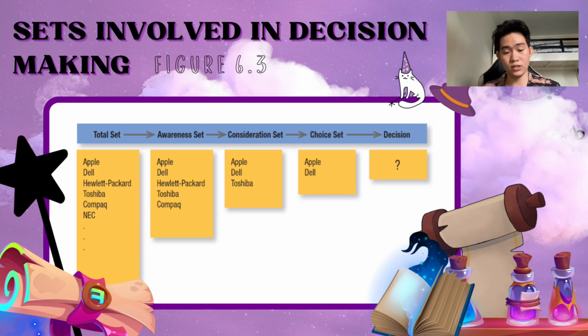Next, the choice set, where the buyer narrows it down further to just a couple of final options, like Apple and Dell in this case. Finally, the process ends with the decision, where the buyer selects one brand to purchase, represented by the question mark in this figure. This process shows how consumers filter through numerous options before making a final choice.